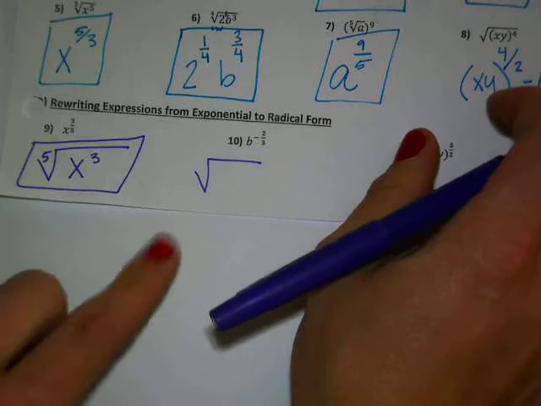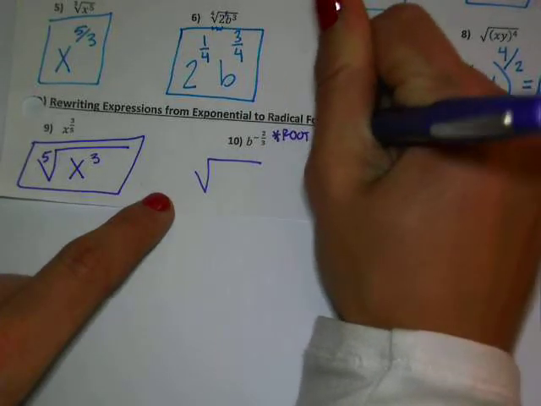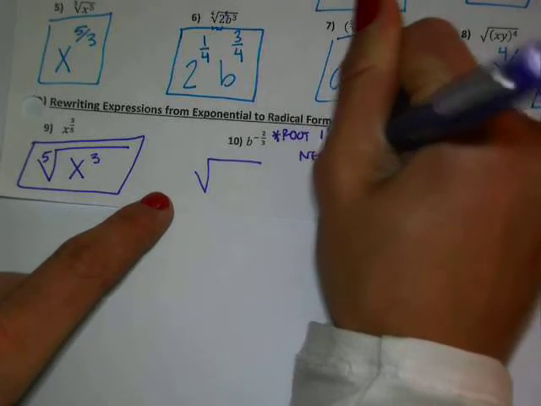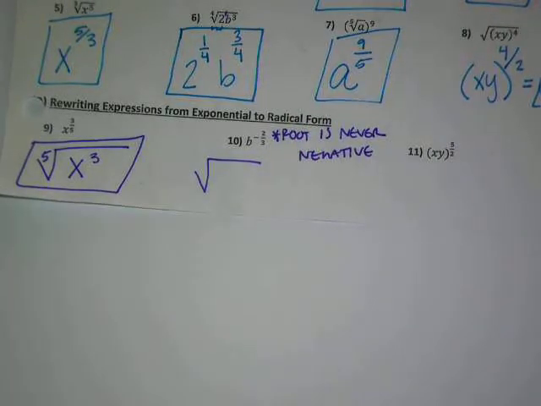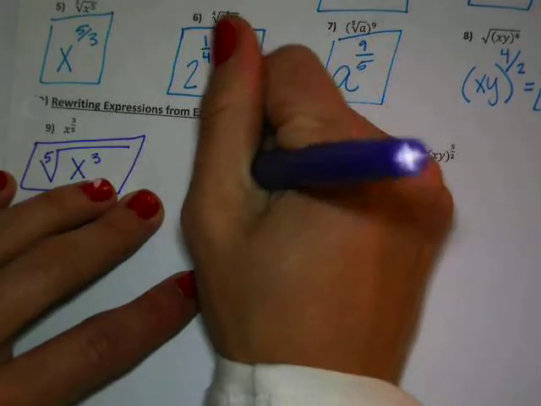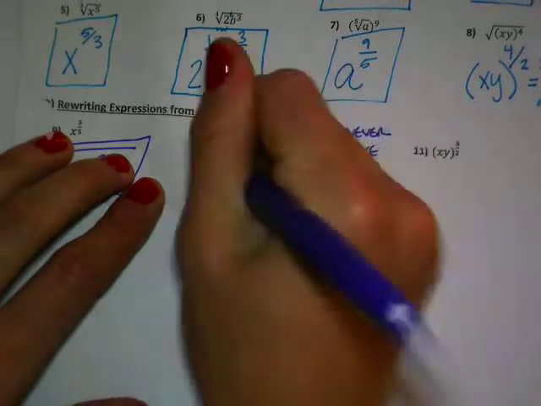All right, number 10. The root is never, ever, ever going to be negative. So if you have a negative, it's going with the exponent. Does that make sense? Yep. So 3 is your root. B to the negative 2. Once again, I don't need to simplify. I just want to write it in radical form.